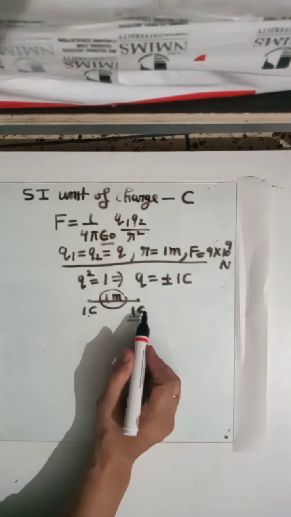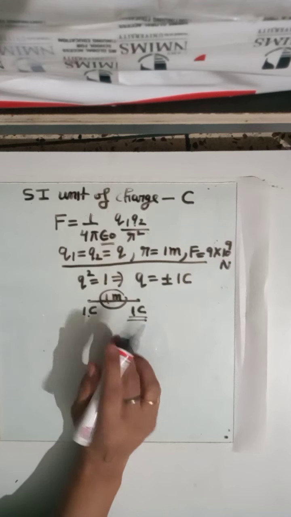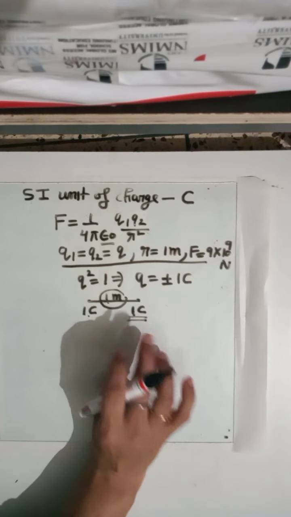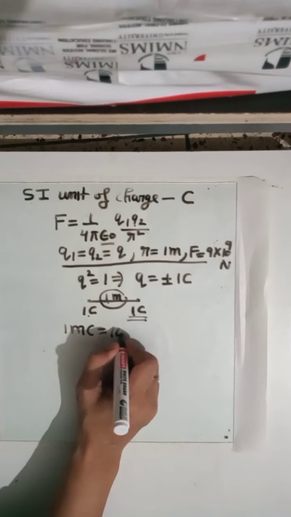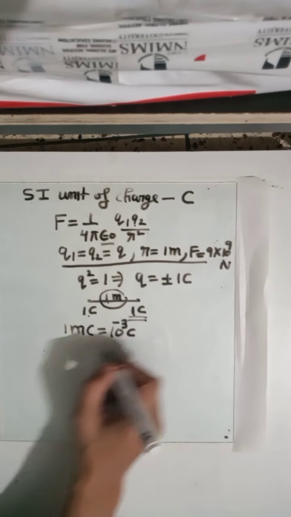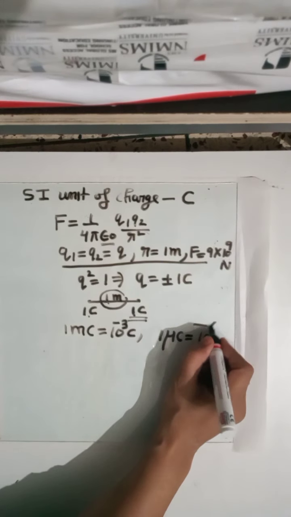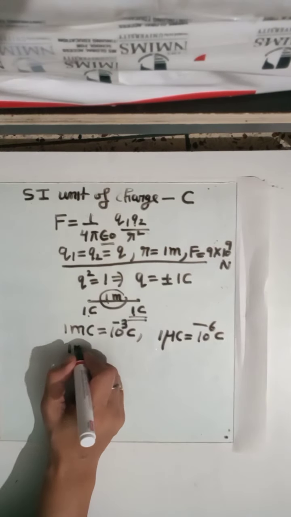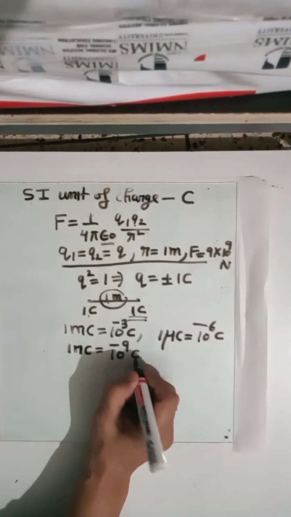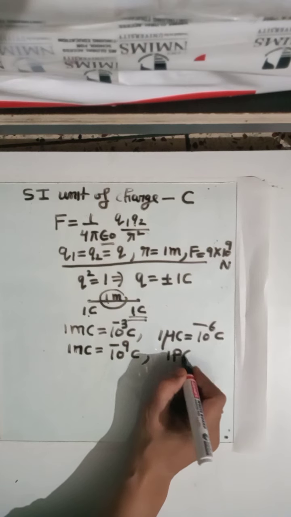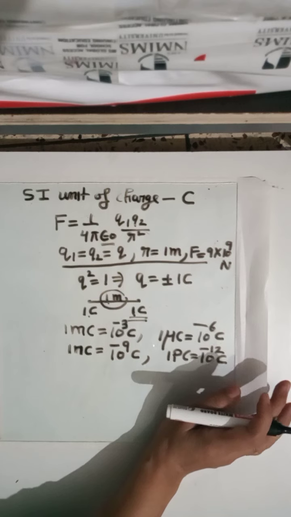Now, Coulomb is very large unit of charge, so we will take small units of charge also. 1 millicoulomb is equal to 10 raised to the power minus 3 Coulomb. 1 microcoulomb, you can take 10 raised to the power minus 6 Coulomb. 1 nanocoulomb is equal to 10 raised to the power minus 9 Coulomb. 1 picocoulomb is equal to 10 raised to the power minus 12 Coulomb.